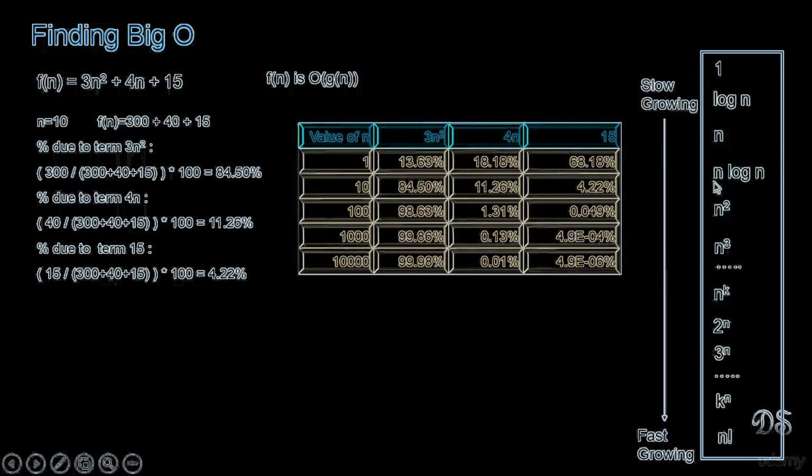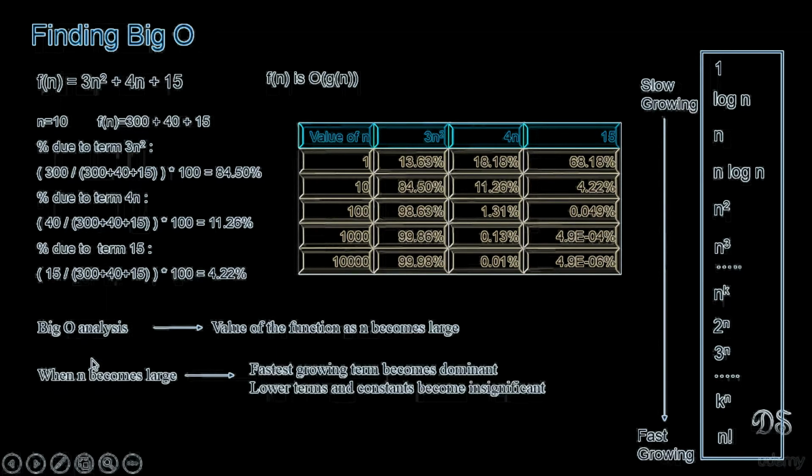This is because n square grows more rapidly than n. And this constant doesn't grow at all. Now in big O analysis, we are concerned with the value of the function as n becomes very large. And here we have seen that when n becomes large, the fastest growing term in the function becomes dominant. And the lower terms and the constants become insignificant. So we can just ignore them. So for finding big O for a function, we just have to keep the fastest growing term of the function and we can discard all the lower terms and constants.